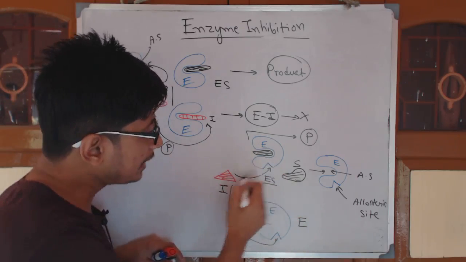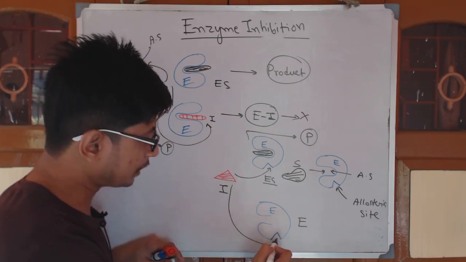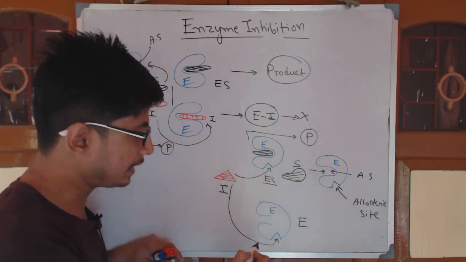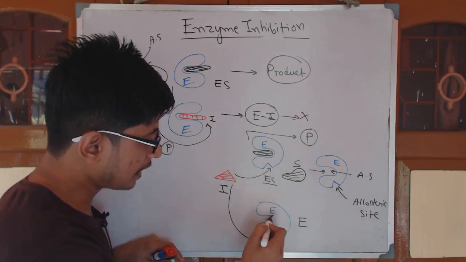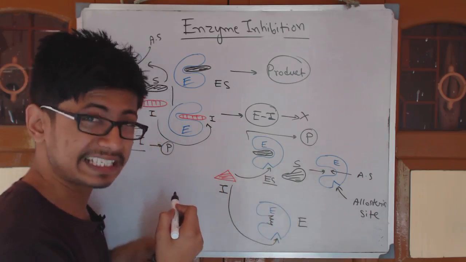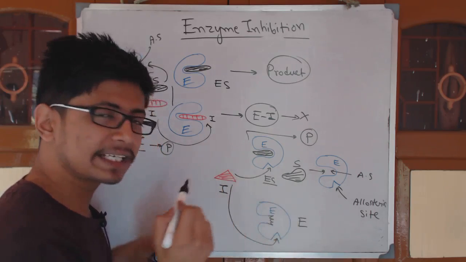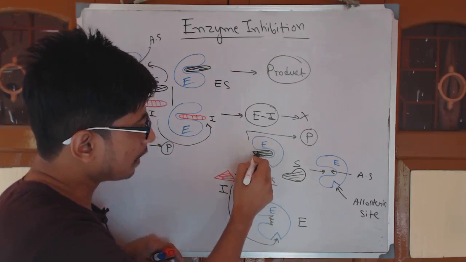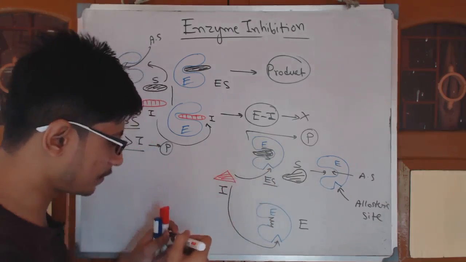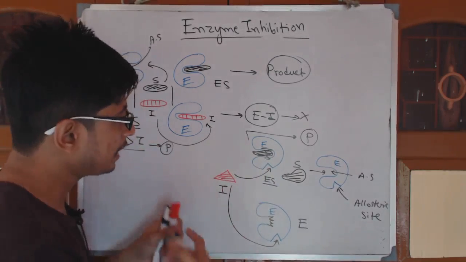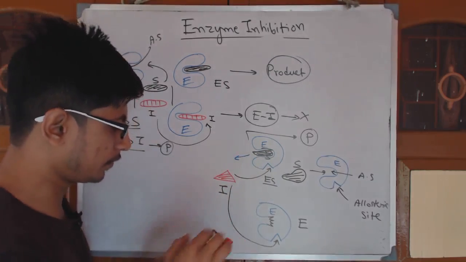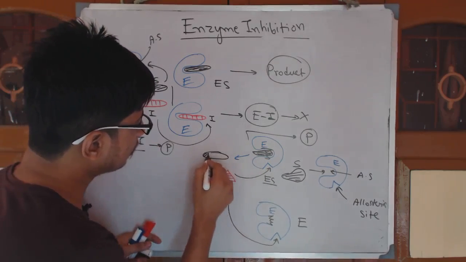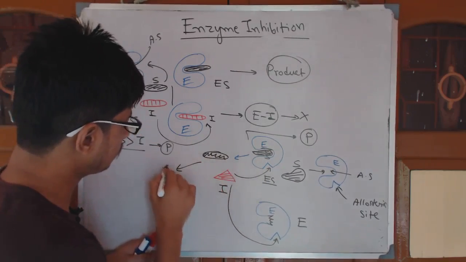Now in either way, upon binding of the inhibitor to this allosteric site, it will modify the active site of the enzyme. So as it is modifying the active site of the enzyme, if there is substrate bound, due to this modification the substrate will fall off, okay, it will no longer be bound, so no product will be formed, okay.